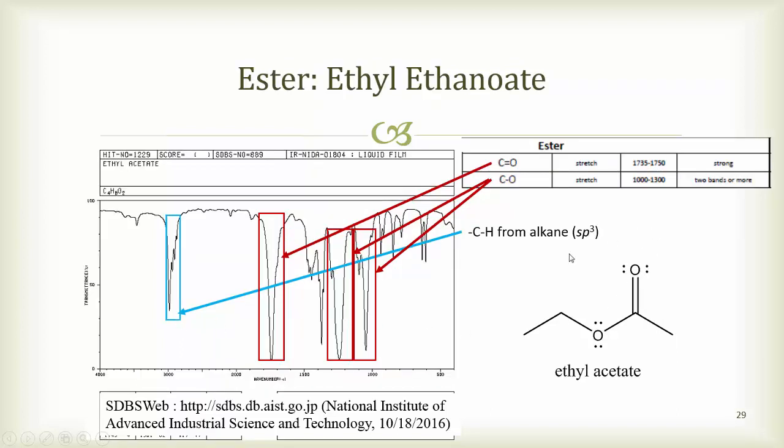This is an example of an ester. It also contains the carbon-oxygen double bond. And like the ketone and the aldehyde, it shows up just above 1700 wave numbers as a very intense peak.